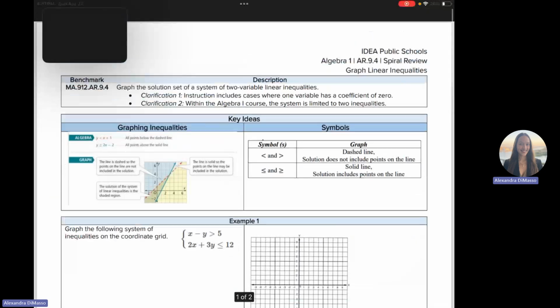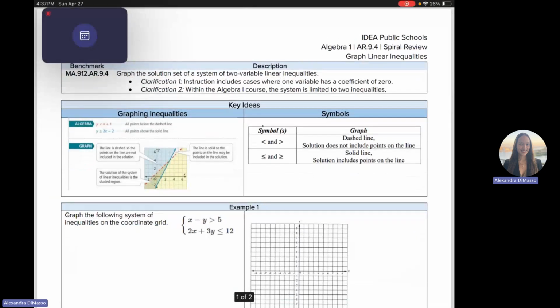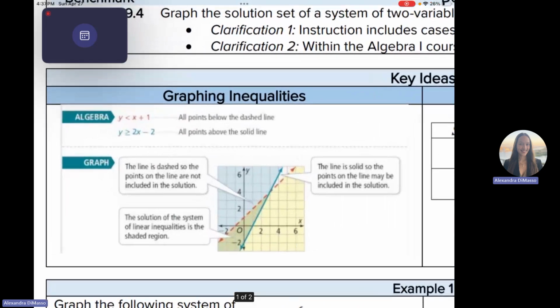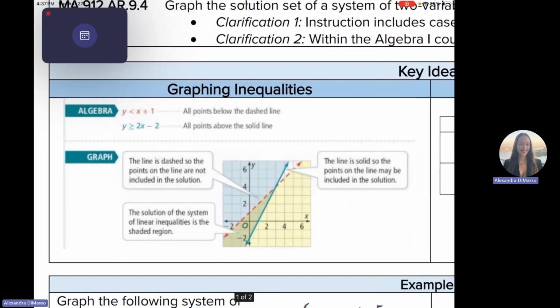Okay, hello my dears. Today we're going to do graphing some linear inequalities. Again, a solution set of two variable linear inequalities. So just a couple quick key ideas to remind us.